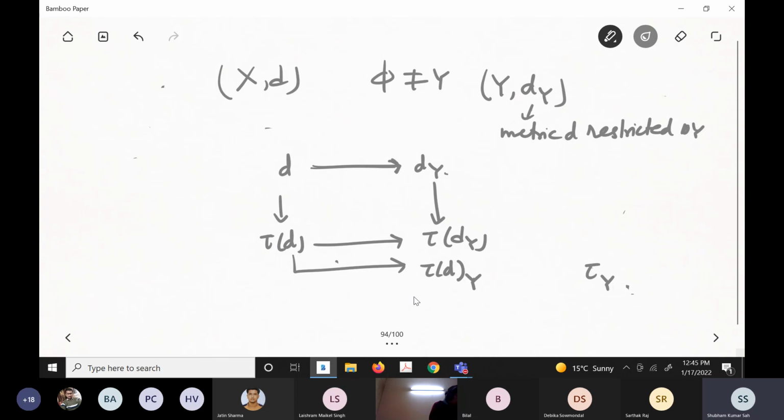And you will prefer a situation where they should be equal. That means whether I go this way or this way, I should reach the same thing. Yes, this is true. But the thing is, how to prove it?